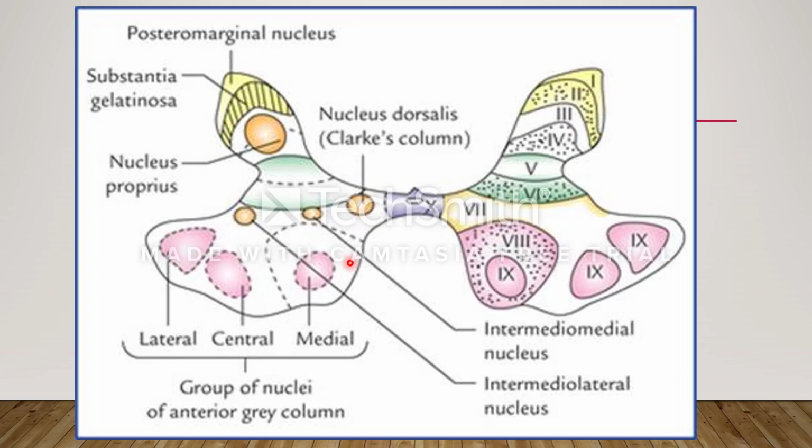In front of Clark's column, there will be another nucleus which is named as visceral afferent nucleus. So, in the anterior gray column, remember three nuclei, medial, central and lateral. In the middle part or the central part or the intermediate part, remember two nuclei, one is medial, one is lateral. In the posterior gray column, remember at least four nuclei, and they are substantia gelatinosa, nucleus proprius, nucleus dorsalis, and there is one visceral afferent nucleus which is not shown in this diagram.